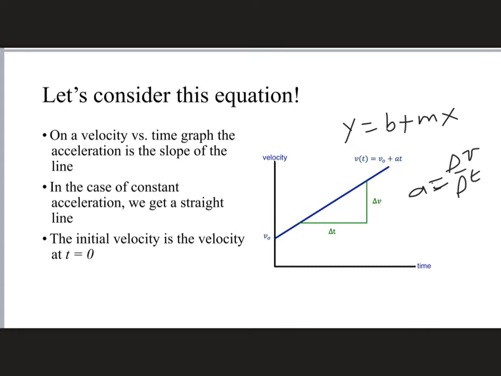This is a very important idea that we've seen before, but we want to keep it in mind that the slope of a velocity versus time graph is always going to be the acceleration. And in this case, the slope is constant because it's a straight line. And we know that because this is our kinematics equation, which only works when the acceleration is constant.